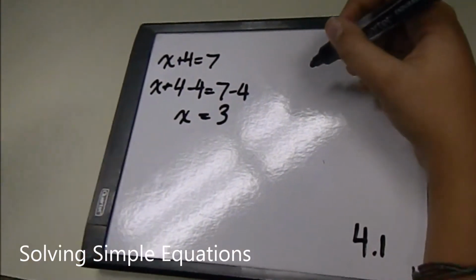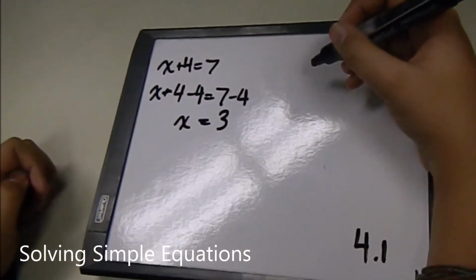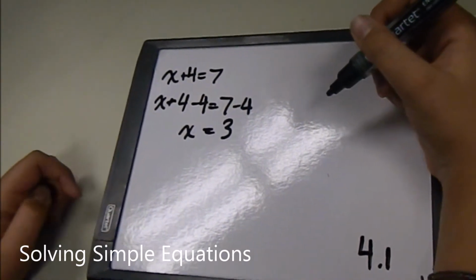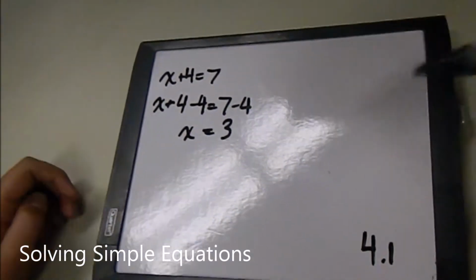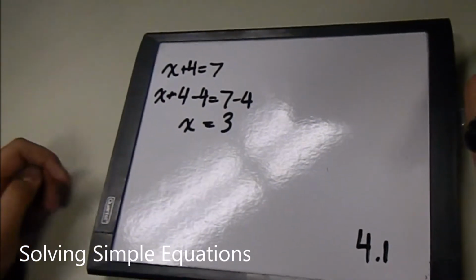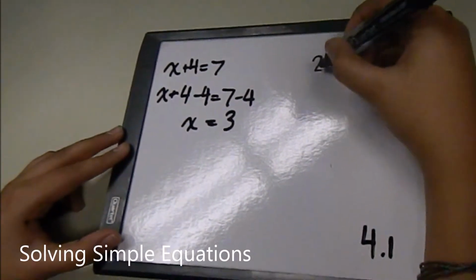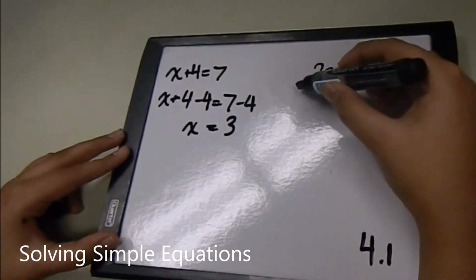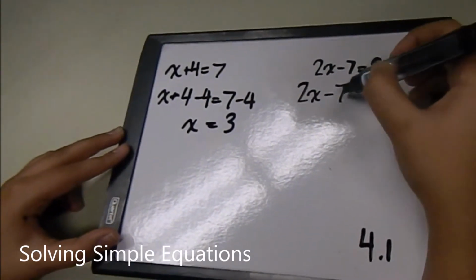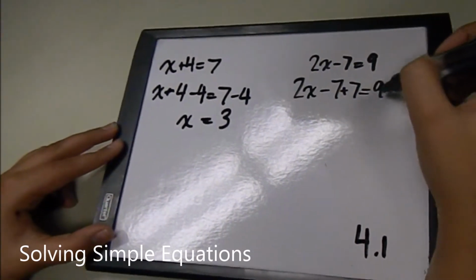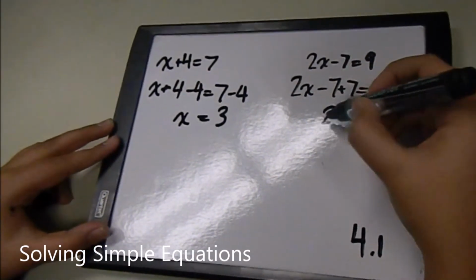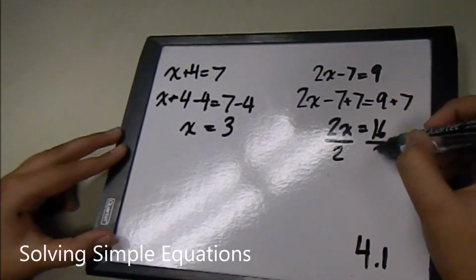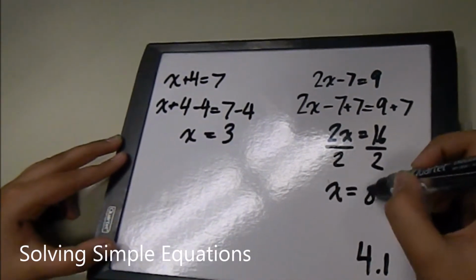In a two-step equation, there is more than one term on one side. So isolate the variable term first by adding or subtracting, then divide by the coefficient of the variable term. For example, 2x minus 7 is equal to 9. You would first do the opposite operation. So 2x minus 7 plus 7 is equal to 9 plus 7. You will get 2x, which is equal to 16. Next, you will divide both sides by 2 to find x, which is equal to 8.